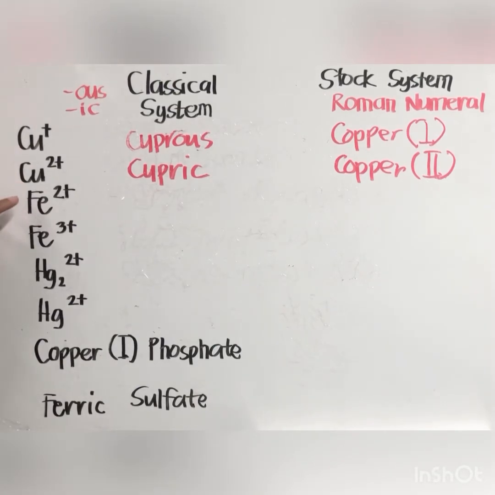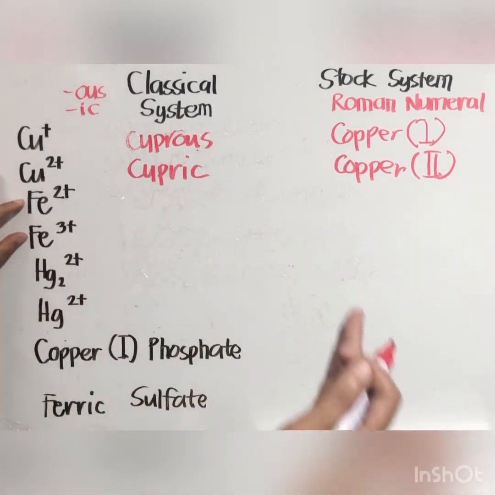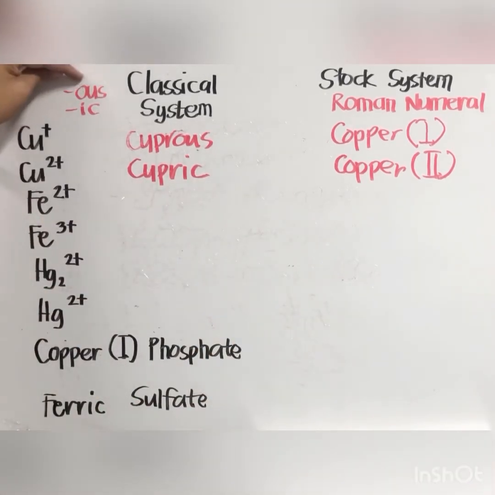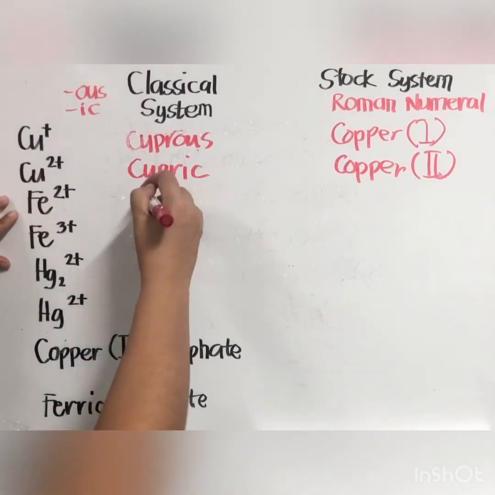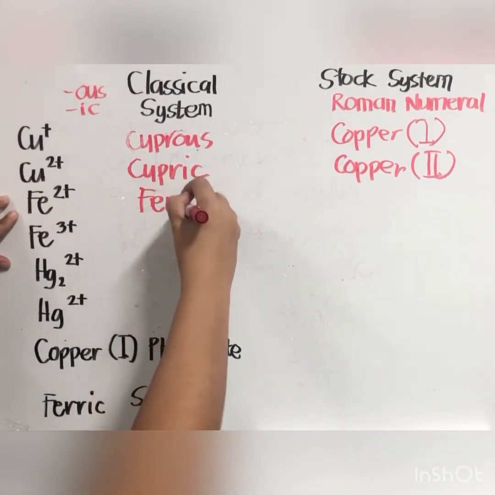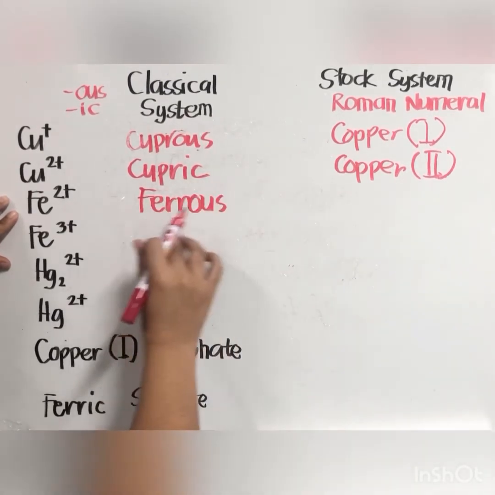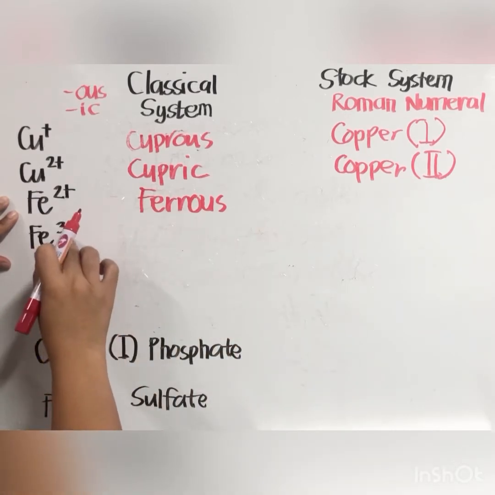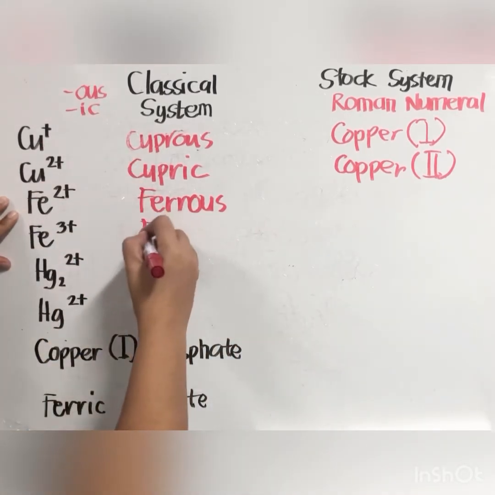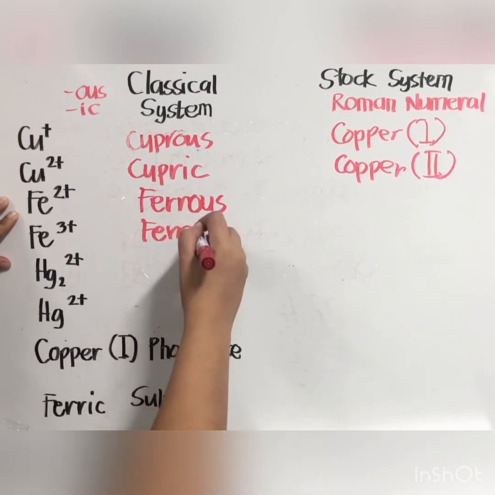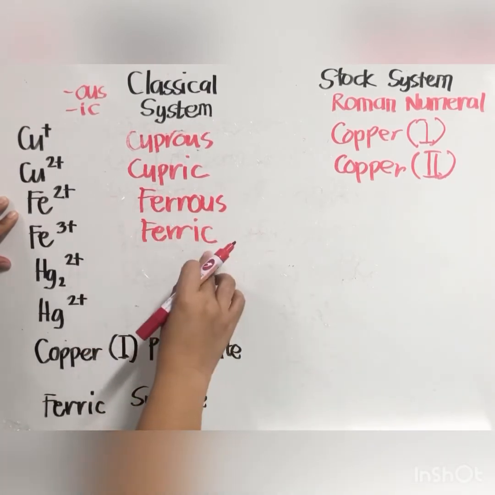How about this one? Fe2+ and Fe3+. This is iron. Latin name is ferrum. Again, the ending OUS will be used if it is of lower charge. Between these two, 2 positive is the lower charge compared to 3 plus. So you can name this one with an ending in OUS using the Latin name ferrum, so ferrous. How about this one? Higher charge, so it should end with IC. Again, the Latin name is ferrum, but it should end in IC. So we can name that one as ferric.